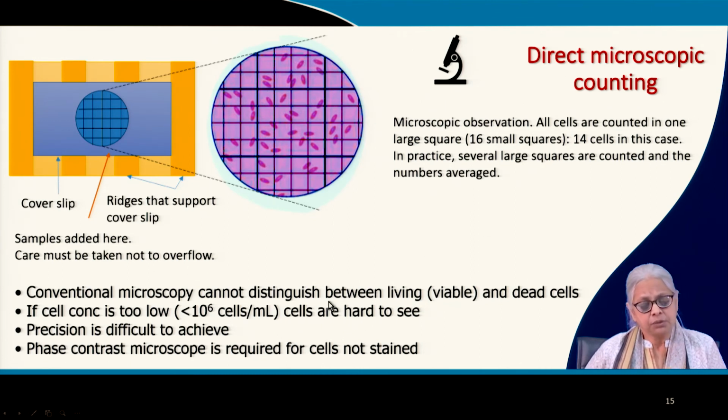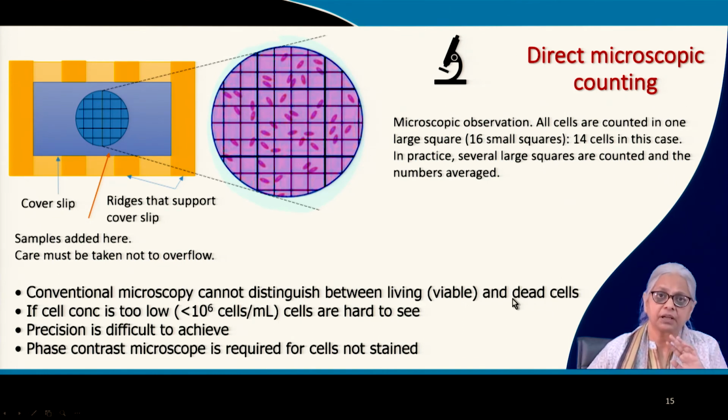So conventional microscopy cannot distinguish between living and dead cells. However, we have already seen in fluorescence microscopy that you have specific dyes for enumerating living cells and separating them from dead cells. So I've already covered that.